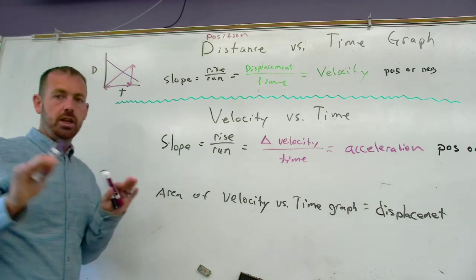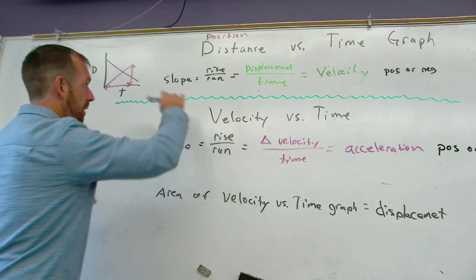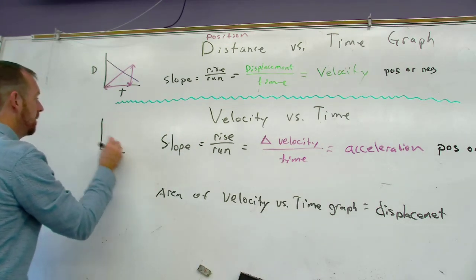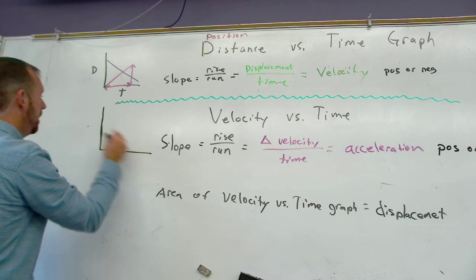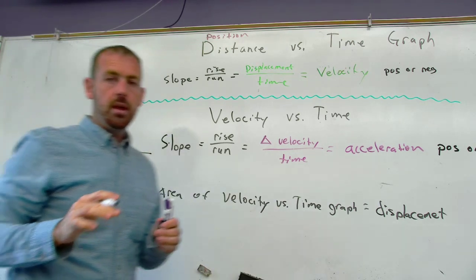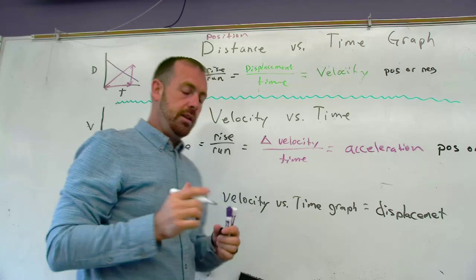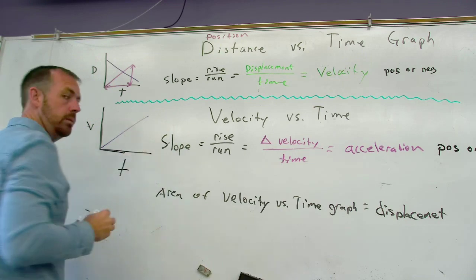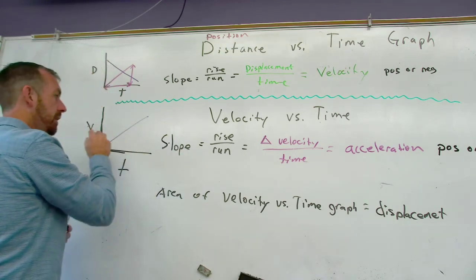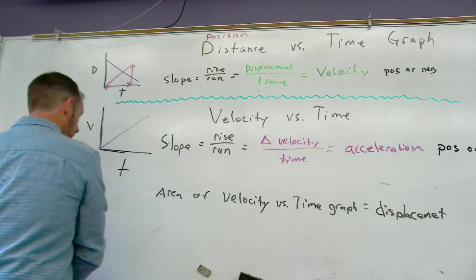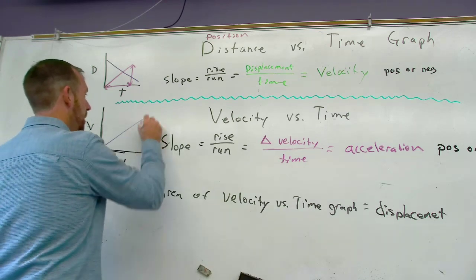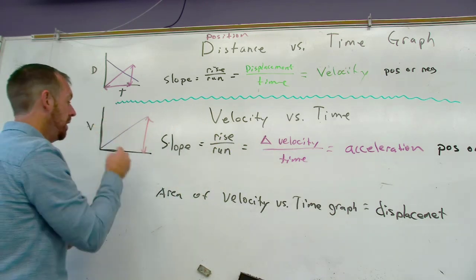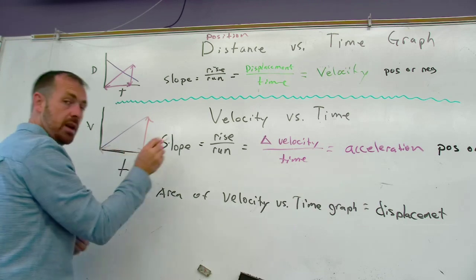Then if we completely change it up, change graphs, we go down here and we think about a velocity versus time graph. Similar graph, slightly different concept. We can think about it the same way. The slope on a velocity versus time graph, once again, we think about rise versus run. Here, the rise would be the change in velocity. Could be a positive or a negative. And then the run is the same thing with time.